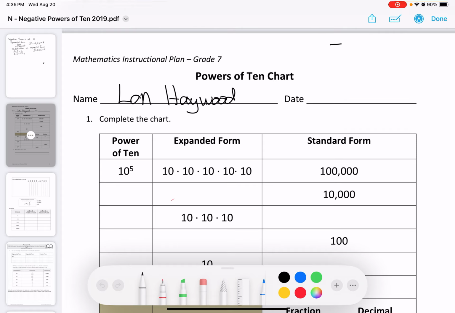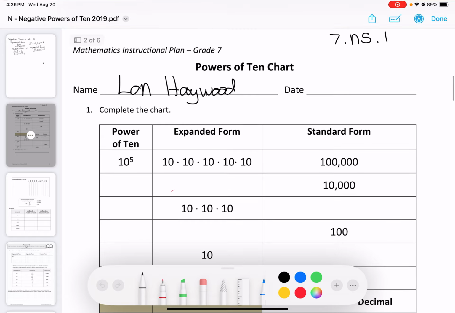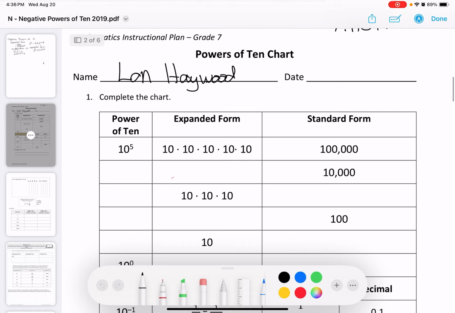This is standard 7.NS.1, or number sense. So they ask you to complete the chart. 10 to the 5th power. This is written in exponential form. We'll put that on top.